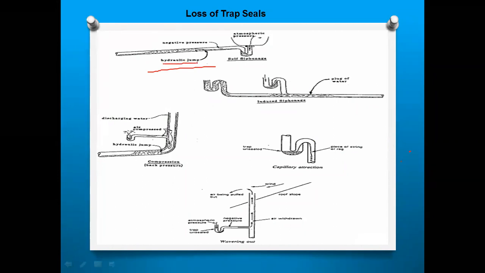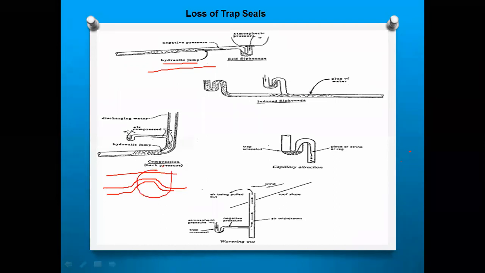Last semester we have discussed the hydraulic jump. Hydraulic jump eppudu jarugutundi? Whenever you are having a pipe designed in this way, whenever water is flowing at a certain velocity, it reaches a certain height and goes into the downward stream. At this point, the hydraulic jump happens. Next, the negative pressure is going in, atmospheric pressure is outside, self-siphonage. Next, induced siphonage.